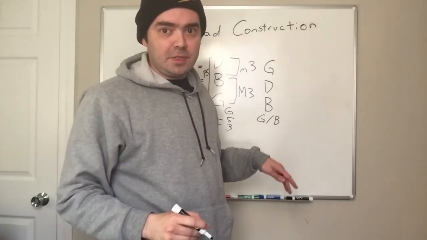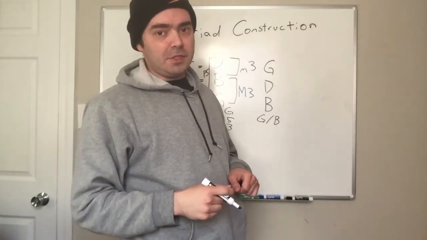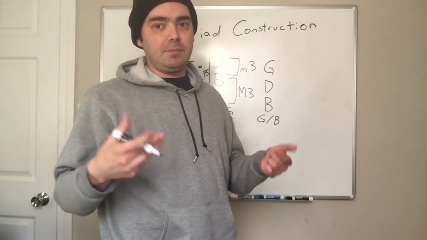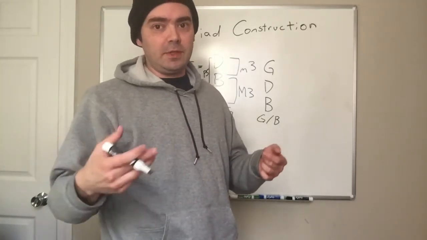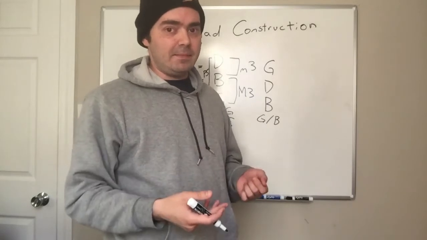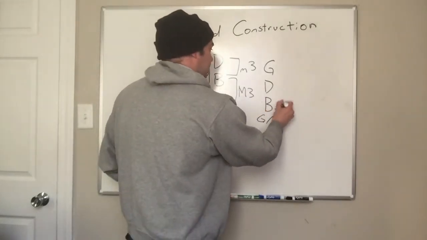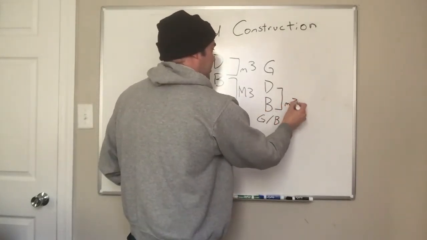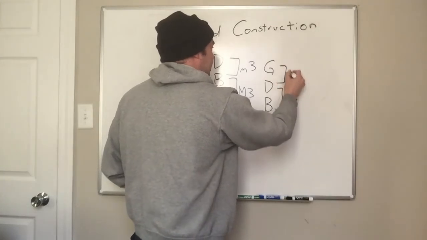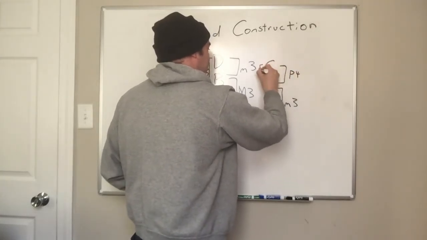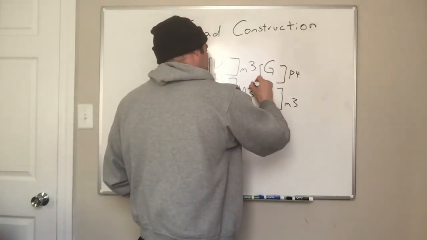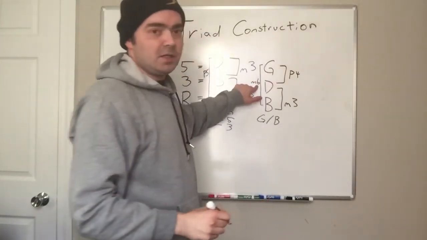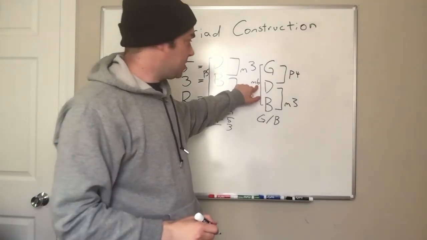Now, just as a note, whenever you hear somebody talk about inversions, basically what they're doing is they're taking a root position chord, doesn't matter the quality, and they're changing the order of the notes so that there's a different note on the bottom. B to D, that's a minor third. D to G, that's a perfect fourth. And up here, B to G, that's a minor sixth. Okay, minor 6, lowercase m, 6.